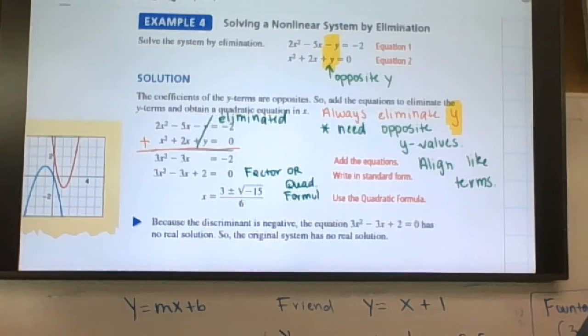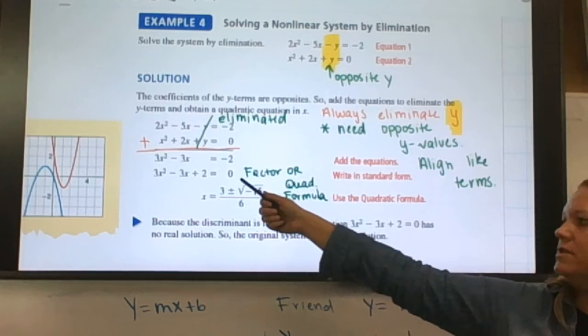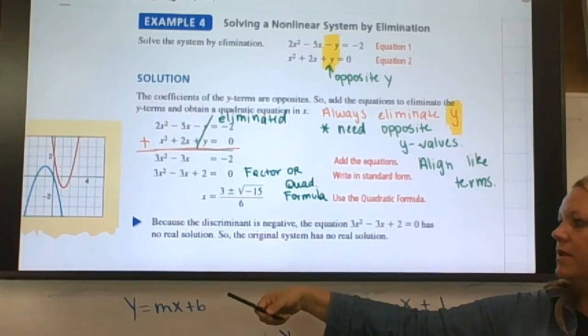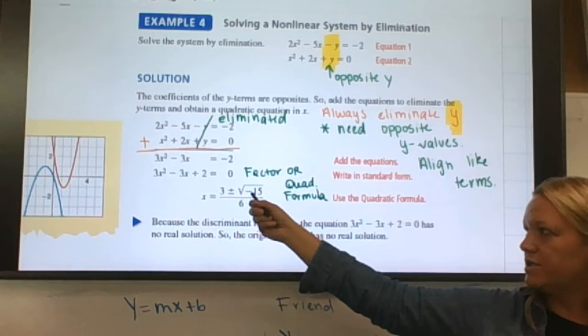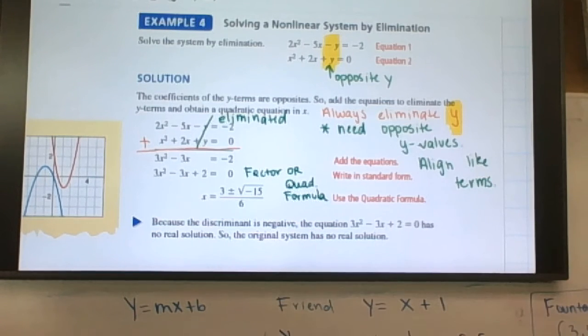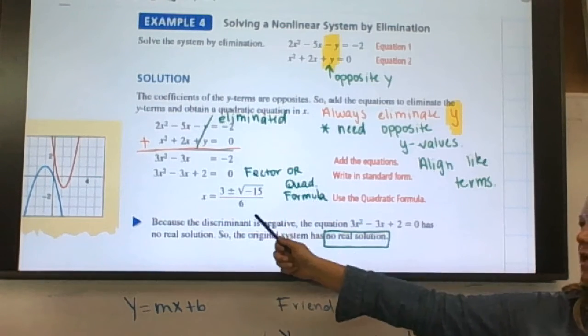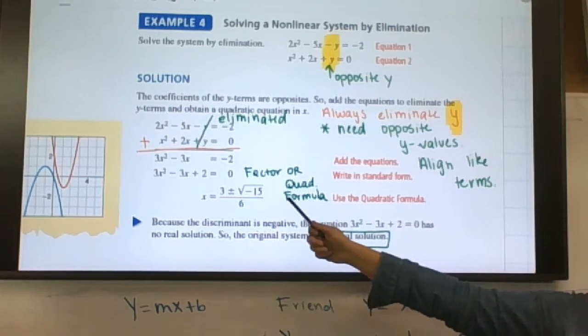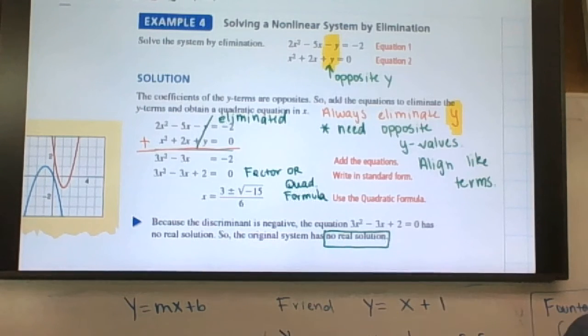This example doesn't factor, so they did the quadratic formula and they got an imaginary answer, so that means this system has no real solution. But from this step, you could have 2 real solutions, 1 real solution, or no real solution. Okay, who remembers adding down in Algebra 1 to eliminate variables? Yeah, we do it a lot. Okay.